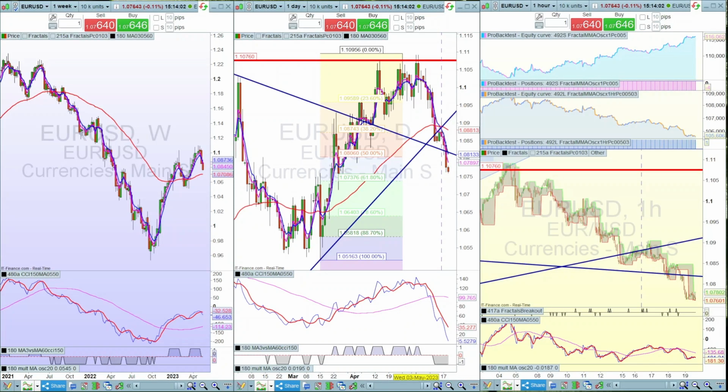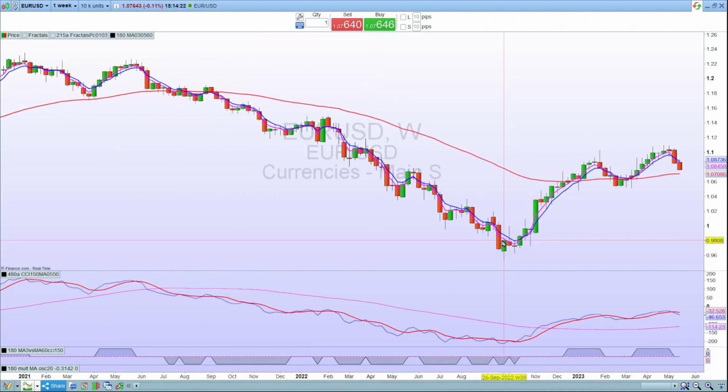Today's May 19, 2023. This is the Euro US dollar currency update. On our weekly, it's showing a neutral positioning, but on the daily, it's broken down into a bearish momentum. And I'll explain what that means and how to potentially trade on the lower timeframes like the hourly.